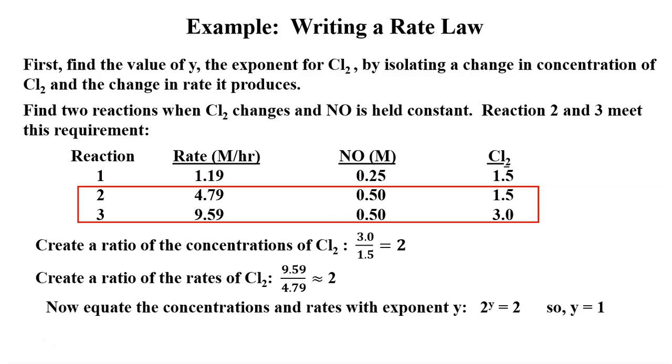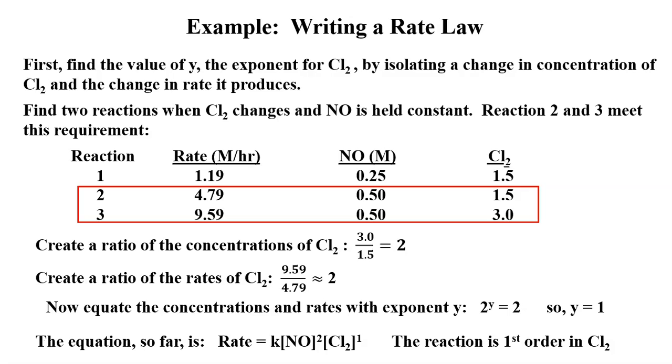So now equate the concentrations and rates with the exponent y. So 2 to the y power equals 2. That's the 2 from the concentration equation, the first equation, to the y equals 2, and that second 2 is the 2 from the rates, the second 2 that you see above. And so y has to equal 1. So the equation so far is that the rate equals K, the concentration of NO to the second power, times the concentration of Cl2 to the first power. So we figured out both of our x and y exponents. So that reaction is first order in chlorine, in Cl2.